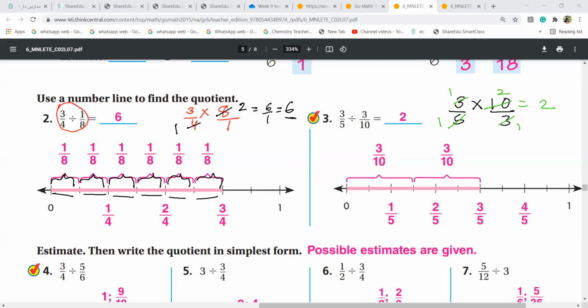That means you have 3 over 10, and you have 2 parts. You choose 3 because it's 3 over, it's not 1 over. That means one set has 3 in the numerator, 3 over 10 parts. You make it this way. If you don't get the number line, it's okay, girls. The main thing is that you must know how to solve this. Okay?